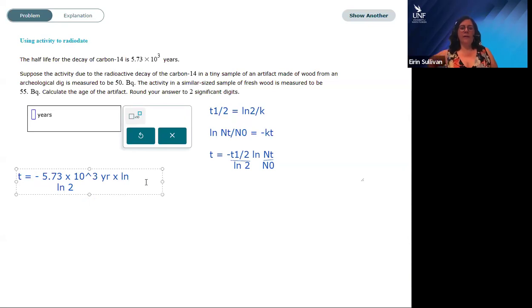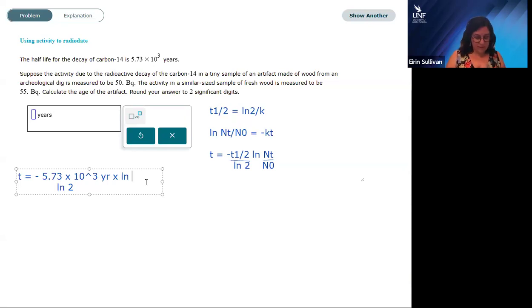So the only thing that could feasibly go wrong here is not being able to differentiate between which one is Nt and N0. Okay, so N0 means like the time that the artifact was new, right? So in this case, if we're going to be comparing to a similar fresh sample, the measurement from the fresh sample is going to be our N0, because that's imagining that our artifact was new, what it would be. And Nt will be the actual activity of the artifact.